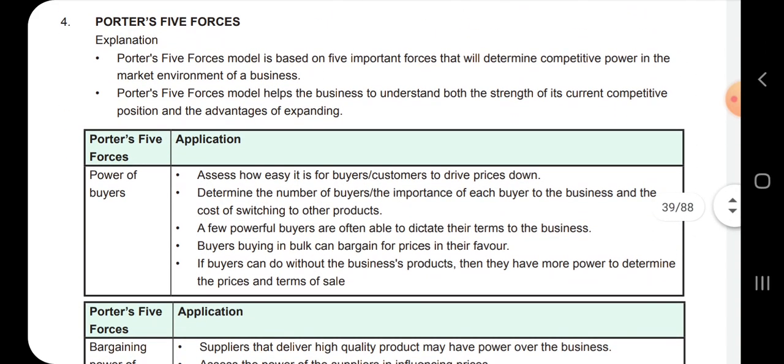And then number 4, Porter's 5 forces. So explanation. Porter's 5 forces model is based on 5 important forces that will determine competitive power in the market environment of a business. So Porter's 5 forces model helps the business to understand both the strength of its current competitive position and advantages of expanding. So a competitive advantage is how you are seen.